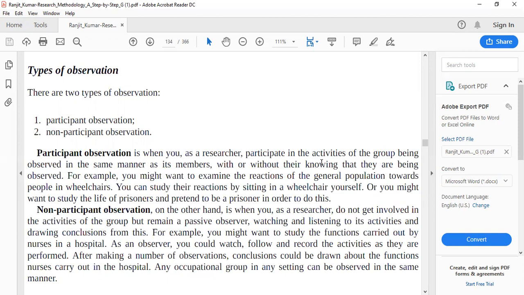So for example, if we take the same example, if you are observing two people communicating with one another, or a group of people communicating in English, a group of people communicating in Pashto, you are actively part of that group, and then you are observing it. This is participant observation. Means, as a researcher, you are part of the group. But non-participant observation is the opposite, and it's when you are not involved in the activity of the group. So you are sitting on the side and you're observing the group which is communicating with one another. So this is how it is non-participant observation.